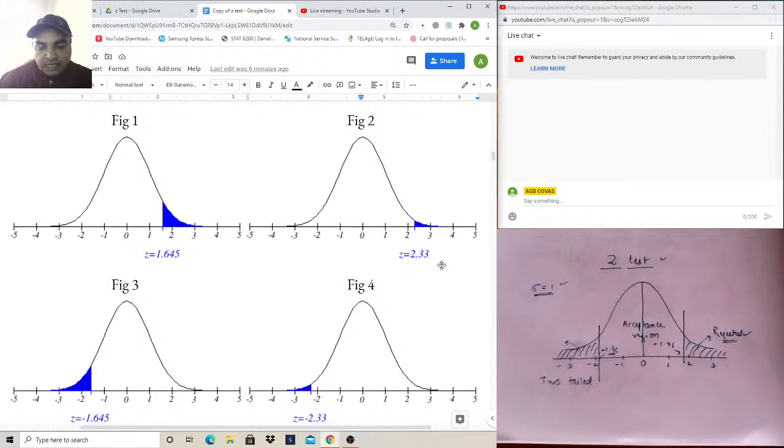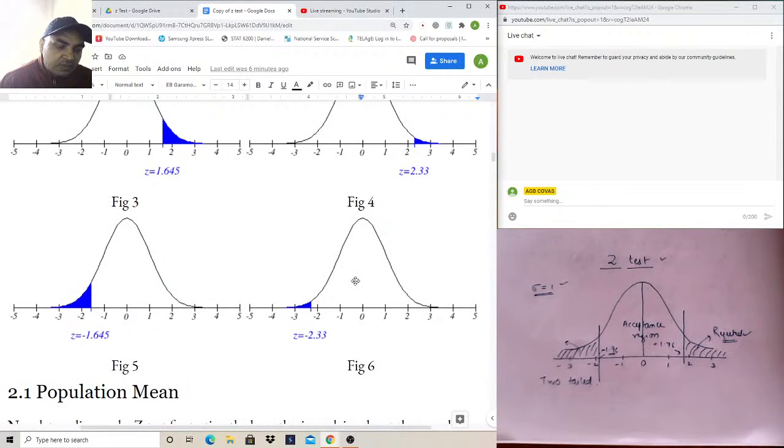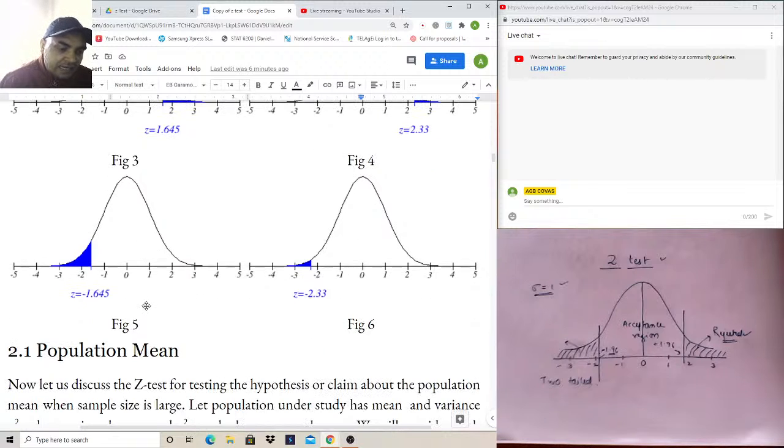Similarly, at 1% level of significance, this z value is 2.33. And the reverse is the case with left-tailed tests. In this left-tailed test, the z value is negative, and if it is minus 1.645, anything to the left of minus 1.645, which is the blue region, will be rejected.